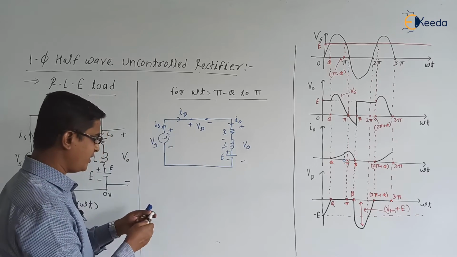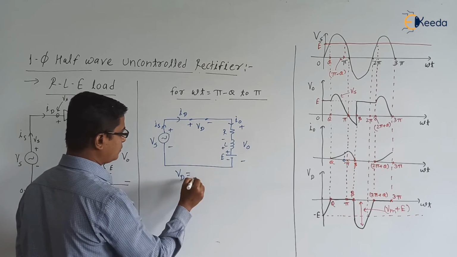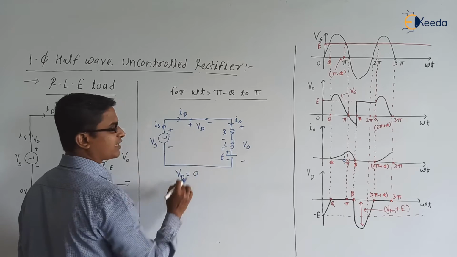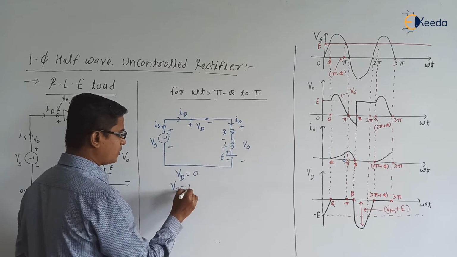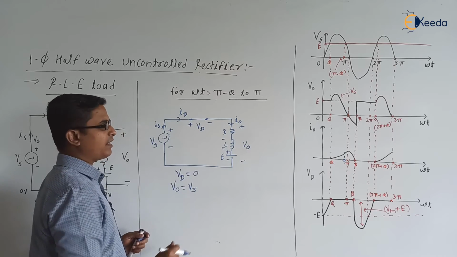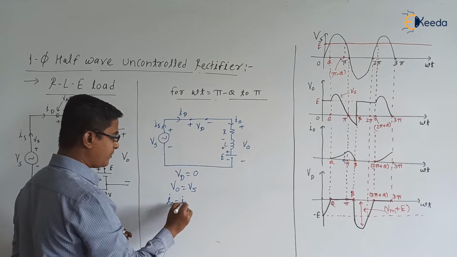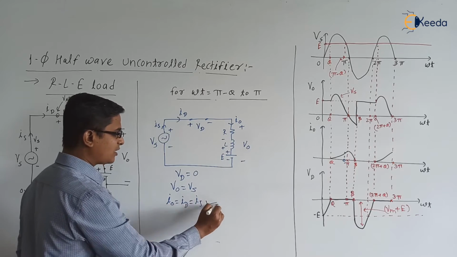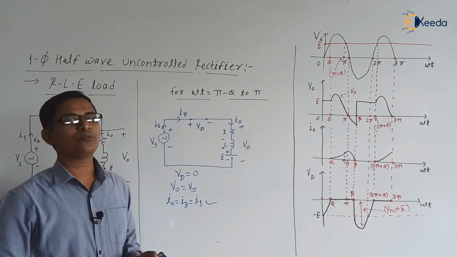Now what is the Vd? Vd is equal to 0 volt, right? Because the diode is acting as a short circuit. Can we write V0 is equal to Vs? Yes, V0 is equal to Vs. And again I0, Id, Is are all the same. I0 is equal to Id is equal to Is. This is till omega t is equal to pi.